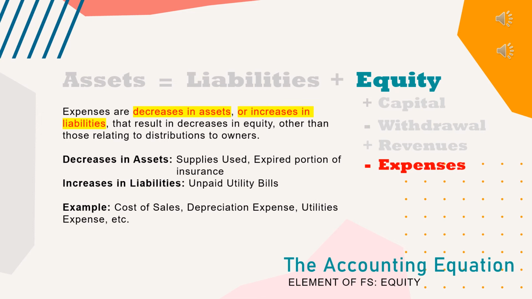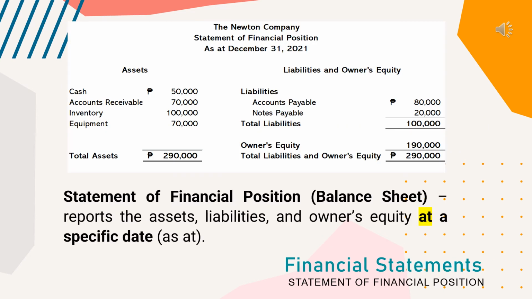Now that we are through with defining the elements of the financial statements as used in the accounting equation, let us now discuss briefly the common financial statements that accountants prepare. First is the statement of financial position, or commonly known as the balance sheet. The balance sheet shows the measures of financial position of the business, or the balances of its assets, liabilities, and equity. Notice the heading of the sample balance sheet in the slide.